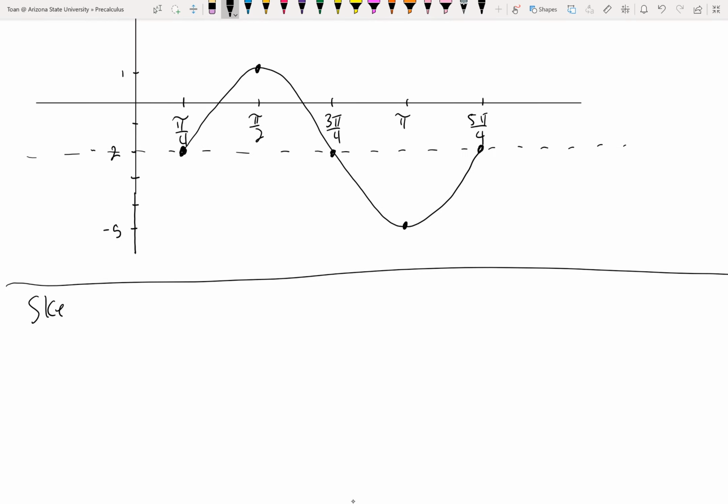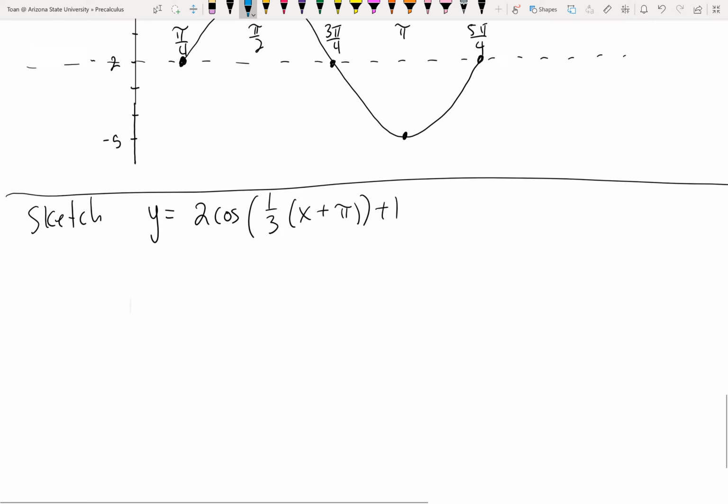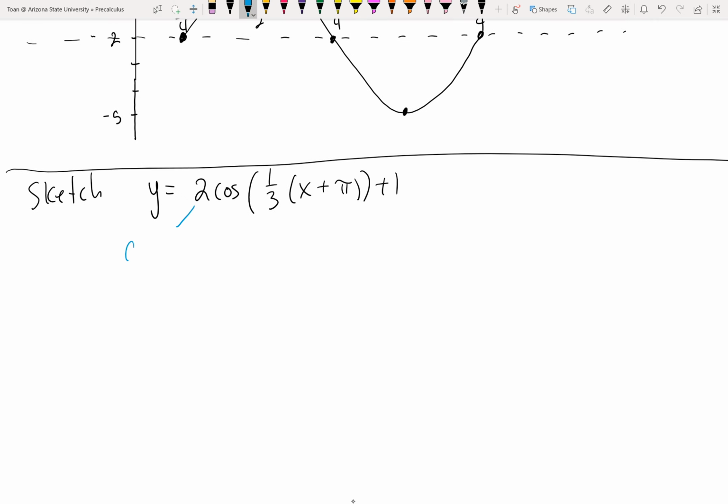Let's do an example of a cosine function. Sketch y equals 2 cosine of (1/3)(x plus pi) plus 1. And again, the first thing I'll do is identify the pieces. So we have an amplitude of 2. We have a principal axis of y equals 1. We have a left shift by pi, and this affects the period. So the period is 2 pi over whatever that number is. In this case, it's 6 pi.